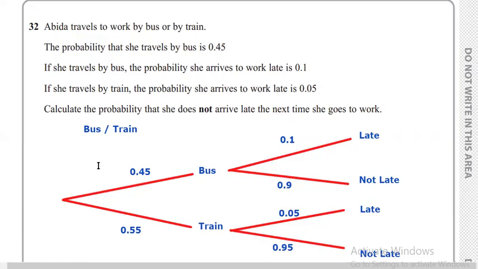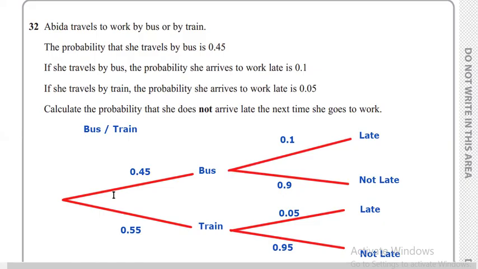Now, how do we use tree diagrams? Focus on this. If we're following a path, like this or like this, we will go through two probabilities. For example, if I start from here and I go by bus and late, and I want to find this probability, I just multiply them by each other. So if I'm going through one path like this, bus late or bus not late, I have to multiply the numbers that I see in front of me. So for example, bus late, it means 0.45 times 0.1. And bus not late, 0.9 times 0.45.